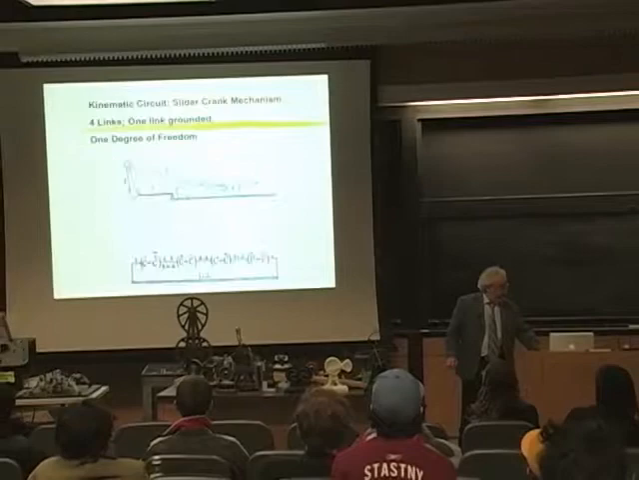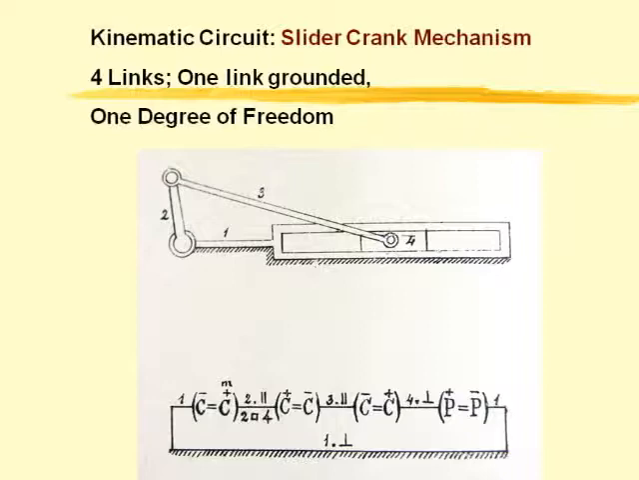Here you see a model for a so-called slider crank mechanism. Here we have three Reuleaux joints, but here we have a sliding joint, and of course we would have those in an automobile engine in which this would be the piston and this would be the connecting rod. Again, however, you could fix the piston, you could fix the connecting rod, fix the crank, and get a different mechanism.